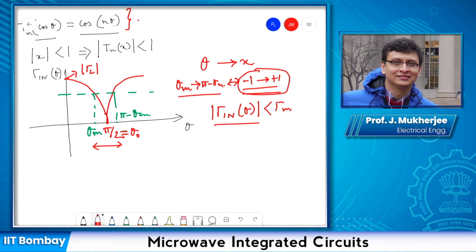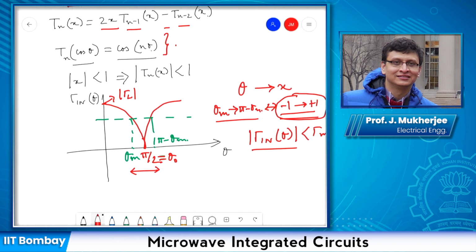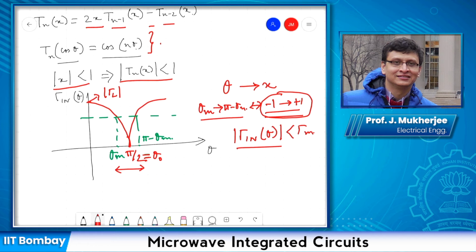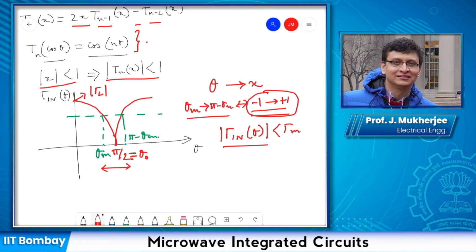So we have to frame, as you saw here, that the Chebyshev polynomial allows you this facility that when modulus x is less than 1, the magnitude of Tn(x) will also be less than 1. So our first mapping will be from theta to x such that this relationship is satisfied, and the second is that when modulus of Tn(x) is less than 1, my gamma in theta will be lesser than gamma m. So I have to form a relationship between gamma in and Tn so that when modulus of Tn(x) is less than 1, my modulus of gamma in is less than gamma m.